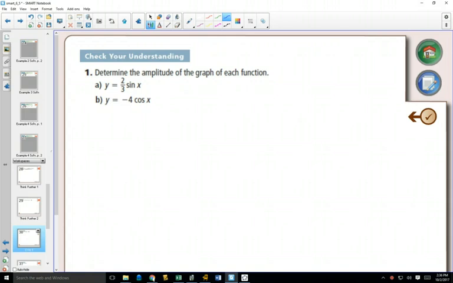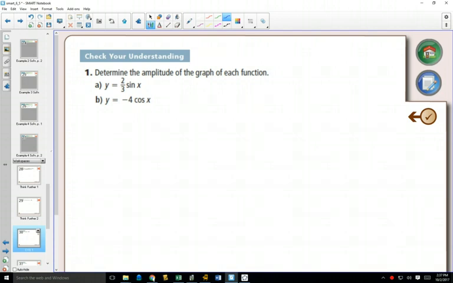We know our parent graphs. We just graphed sine of x and cos of x. What does that 2/3 do? Think of your transformations unit. What would that 2/3 do? Is it inside the function or outside the function? Vertical or horizontal? It's going to be vertical. What are you going to do to your y values then? Multiply them by 2/3. Now, the question says just determine the amplitude.